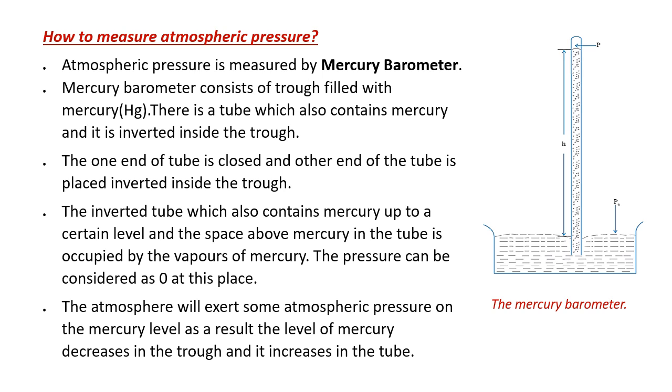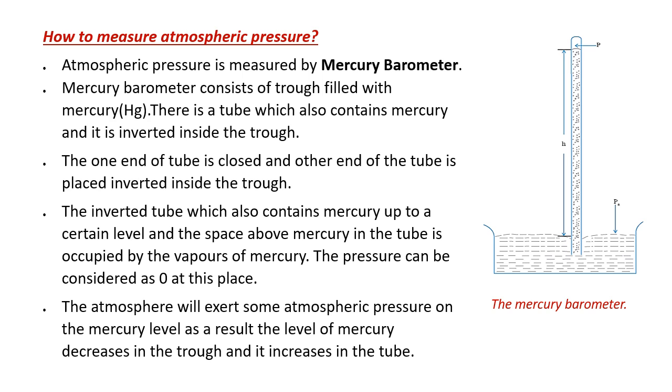How can we measure atmospheric pressure? It is measured with the help of a mercury barometer as shown in the diagram. It consists of a tube which contains mercury and is inverted inside the trough, which also contains mercury. One end of the tube is closed and the other end of the tube is placed inverted inside the trough. The inverted tube contains mercury up to a certain level, and the space above the mercury in the tube is occupied by the vapors of mercury. The pressure here can be considered as 0.